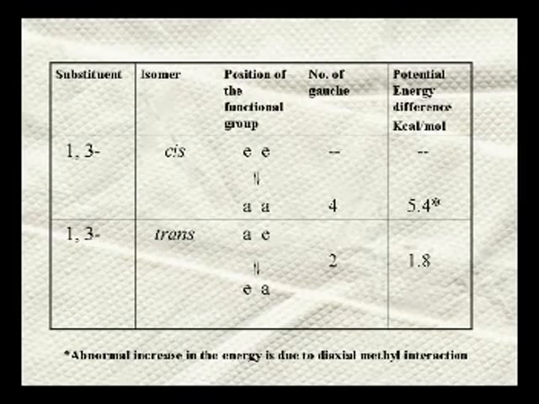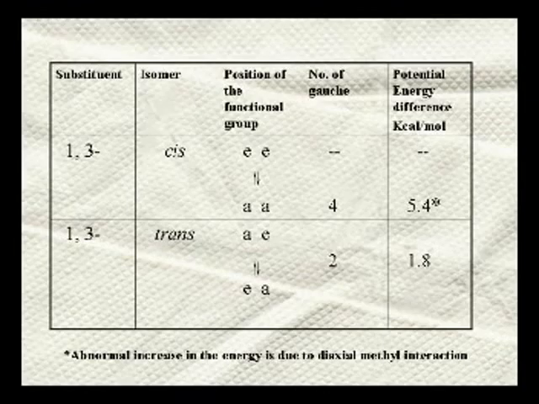Due to diaxial methyl interaction, here we are getting abnormal energy deviation. Next, let me go to the 1,3 disubstituted trans isomer. There the combination is axial, equatorial or equatorial, axial. As I mentioned earlier, whenever we find one axial methyl group, there will be two gauche interactions. There are no other gauche interactions available in this particular molecule. Only two gauche interactions are available.